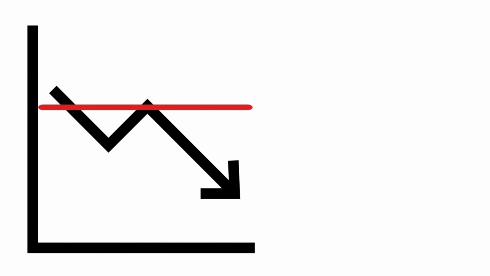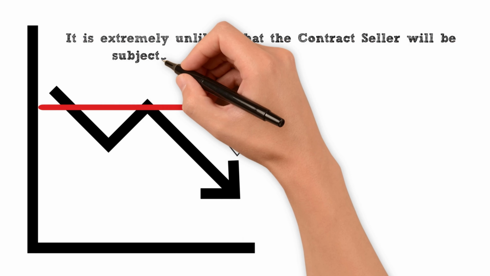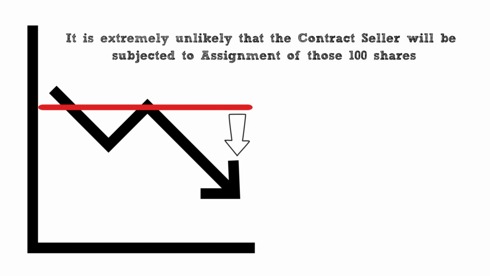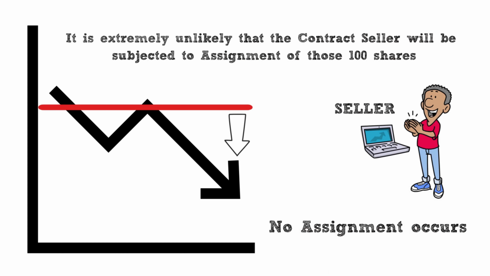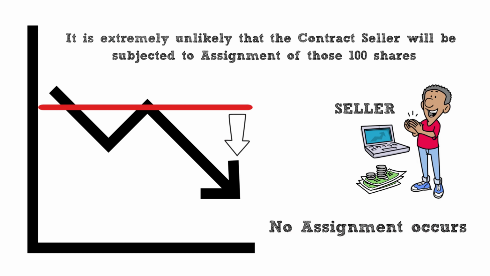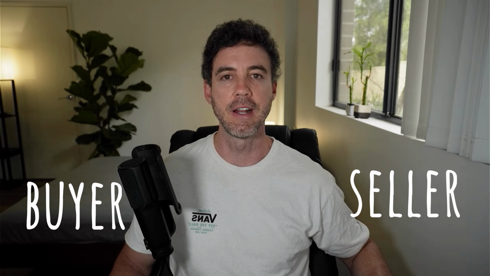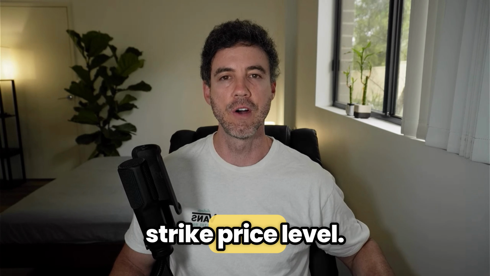If stock price stays below the strike price during the contract period, then it is extremely unlikely that the contract seller will be subjected to assignment of those 100 shares. As explained before, there would just be no point. No assignment occurs. But remember, they receive the initial premium from the contract buyer, so this will be a small gain. So hopefully now you've understood how a call can lead to an advantageous transaction for both the buyer and seller, depending on where price action ends up at expiry relative to the strike price level.